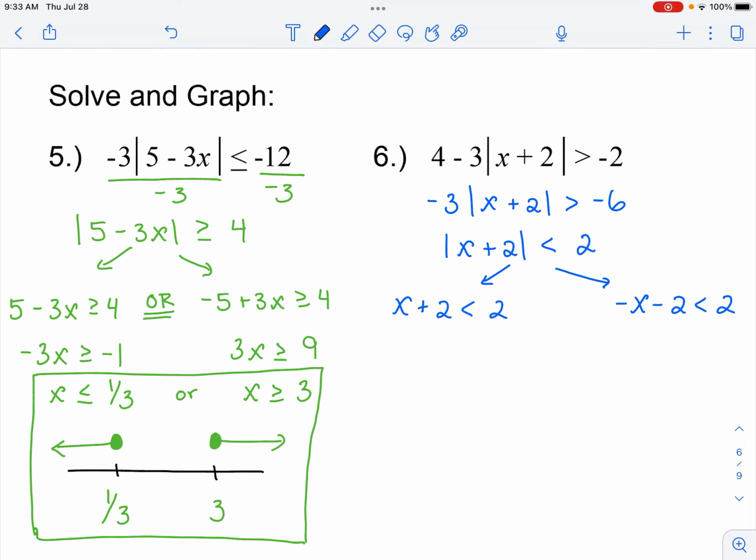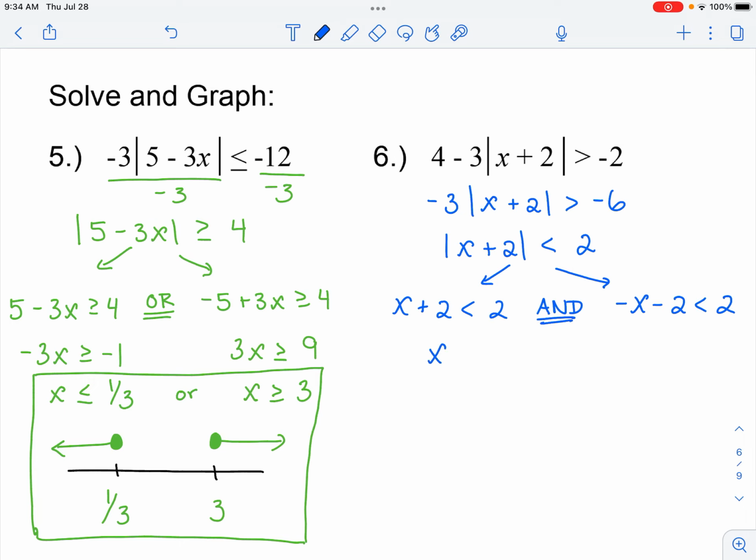I have absolute value is less than 2. Less than is the and situation. More means or, less than means and. So I'm going to write that this is an and inequality. So I should be getting some overlap in order for there to be an answer here.